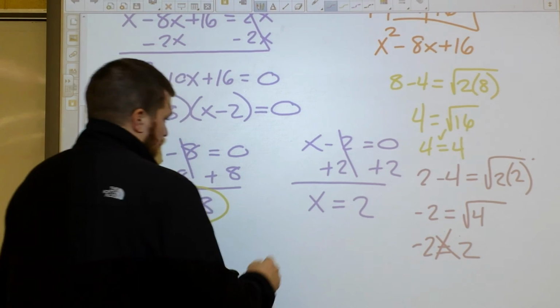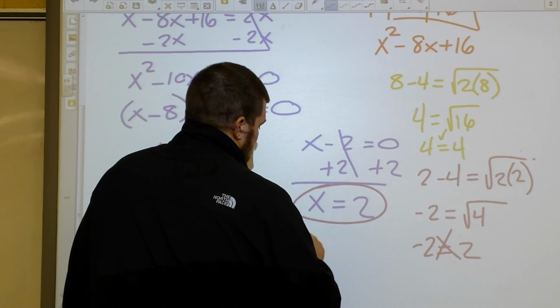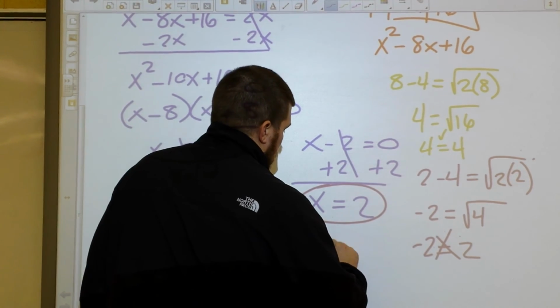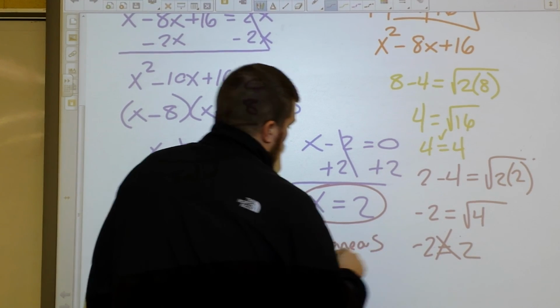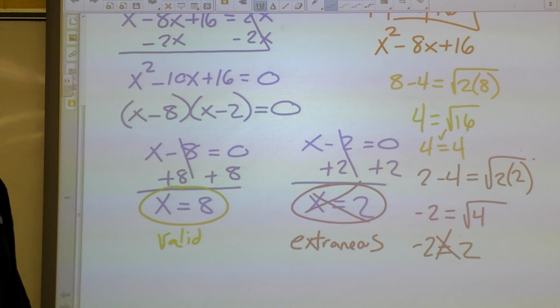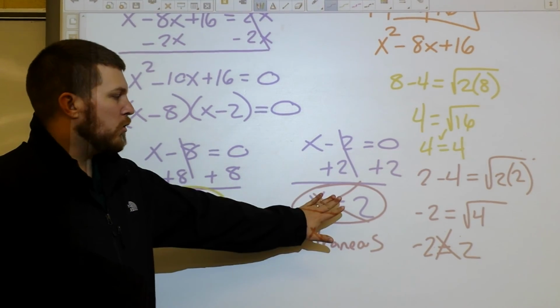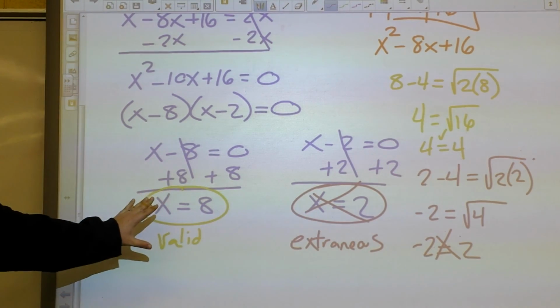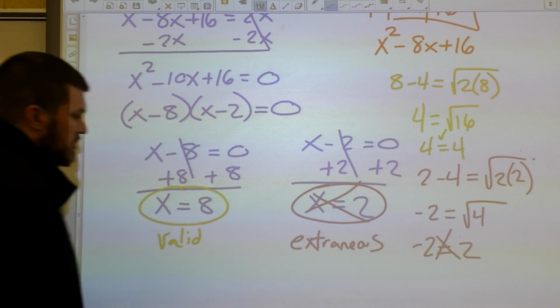So this means that x equals 2 is an extraneous or a false solution. Extraneous is just a fancy math name for false. So what we're going to do is throw out that solution. The only solutions that we keep are valid solutions.